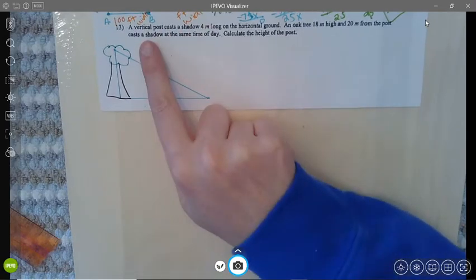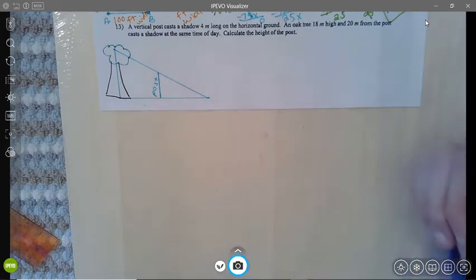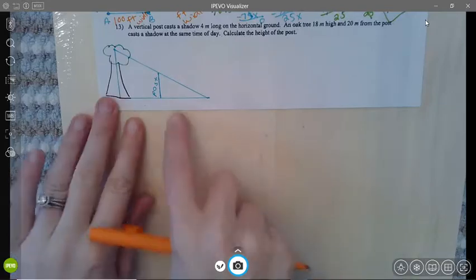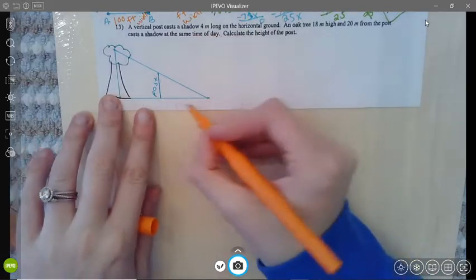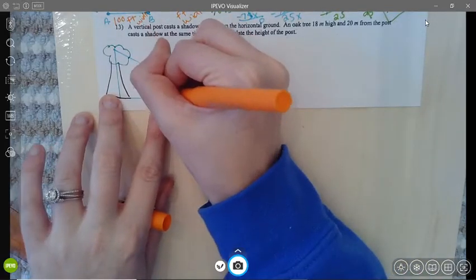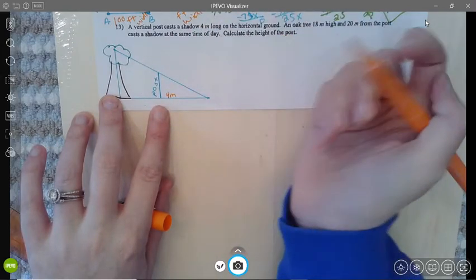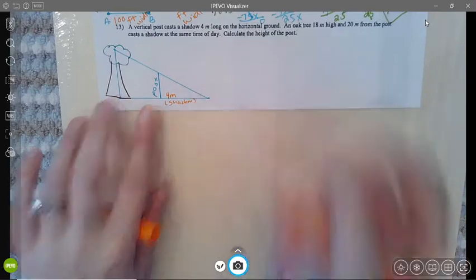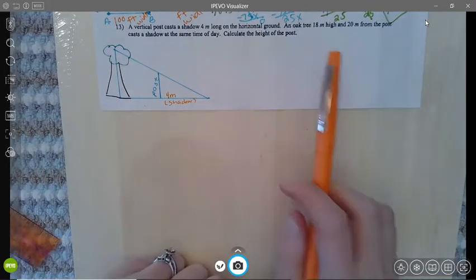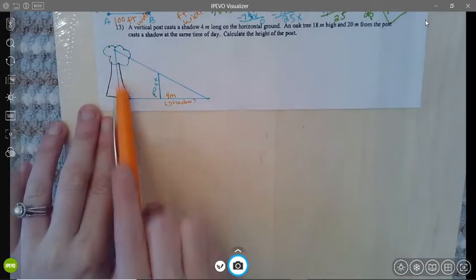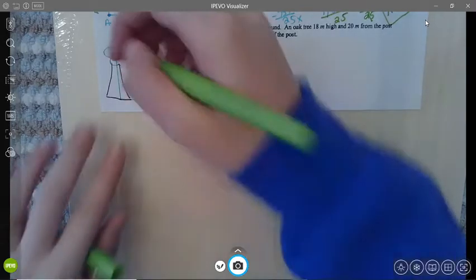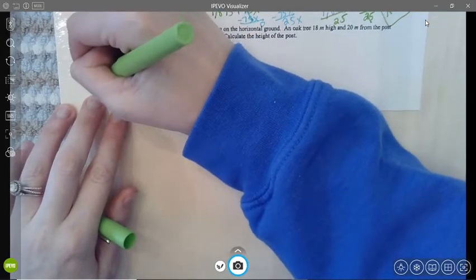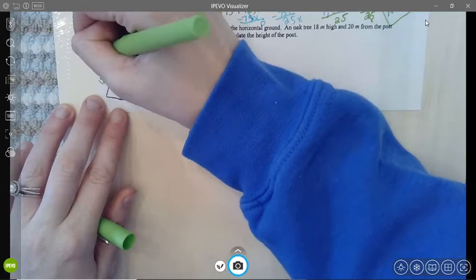So it says a vertical post casts a shadow of 4 meters long on the horizontal ground. Okay, so this is our horizontal ground, so this will be my shadow. So this is 4 meters. Again, this is the shadow. Okay, it says an oak tree that's 18 meters high. So the oak tree is 18 meters high. So this is 18 meters high.